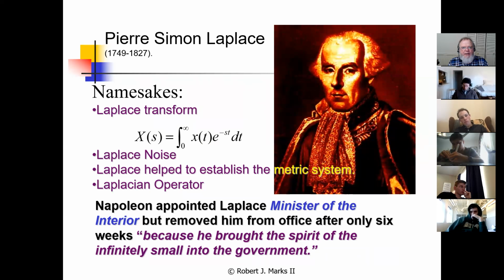You've all heard of the Laplace transform, Laplace noise. And we talk a lot about some of these different mathematicians being Christians. Laplace was an outspoken atheist. When he submitted his thesis on celestial science to Napoleon, Napoleon leafed through it and said, I see no reference here to God. And Laplace famously replied, sire, I had no need of that hypothesis. So he was an atheist.